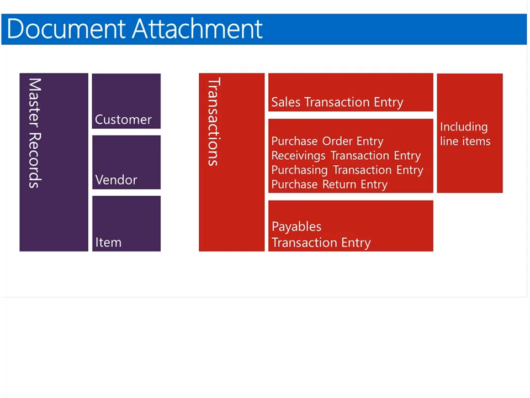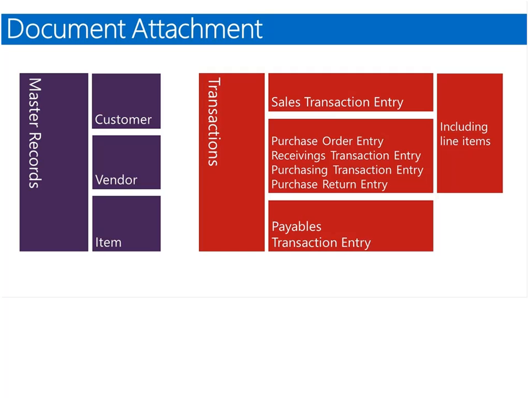I first wanted to go through the master record information and the transactions that we can use for the document attachment feature. As far as the master records, we can add an attachment to a customer card, the vendor card, or an item. So in those three places, we have the ability to go in and add the attachments. There's multiple attachments that we can add in all three of those places.